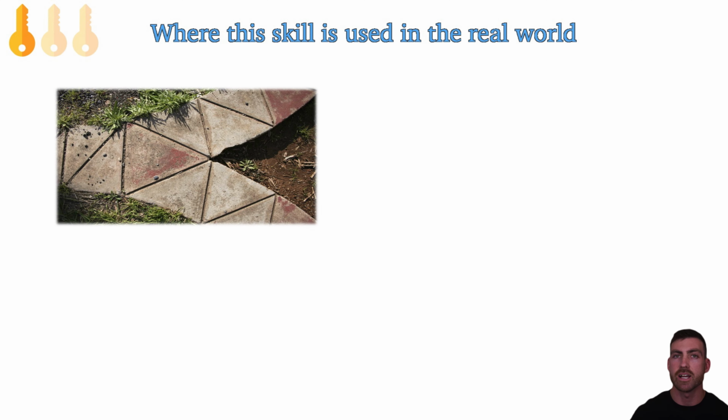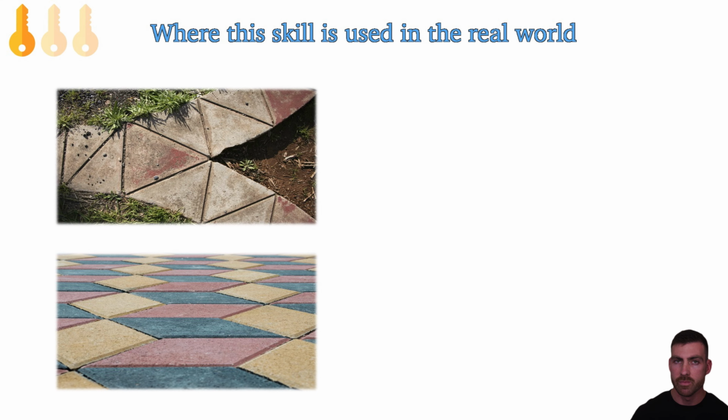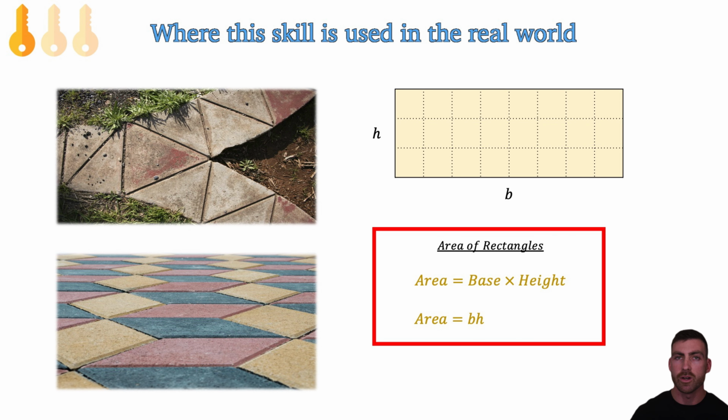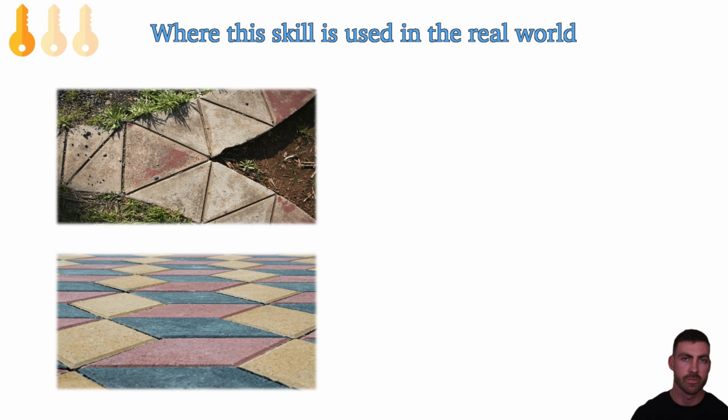In this section, you will learn where this skill is used in the real world. Imagine you're tiling this outdoor space. Some tiles fit perfectly, but others, they've been cut at angles. You start noticing 2 shapes appear again and again: triangles and slanted rectangles, called parallelograms. Now here's the problem. You already know how to find the area of a rectangle. Area equals base times height. Easy. But these shapes are not rectangles.